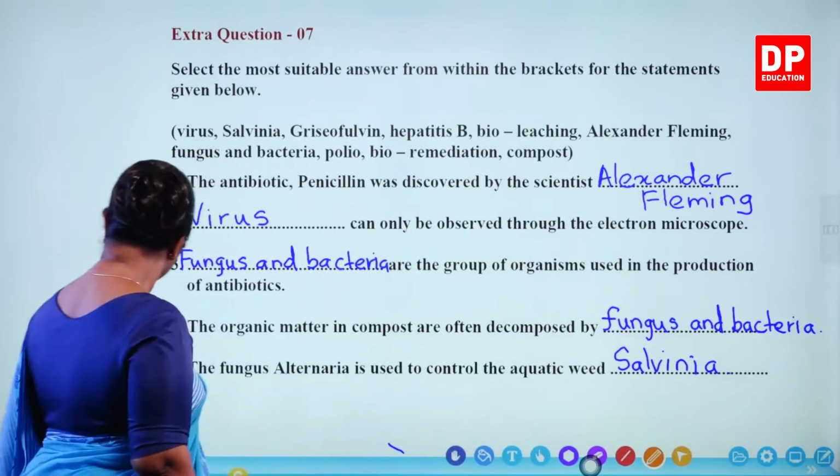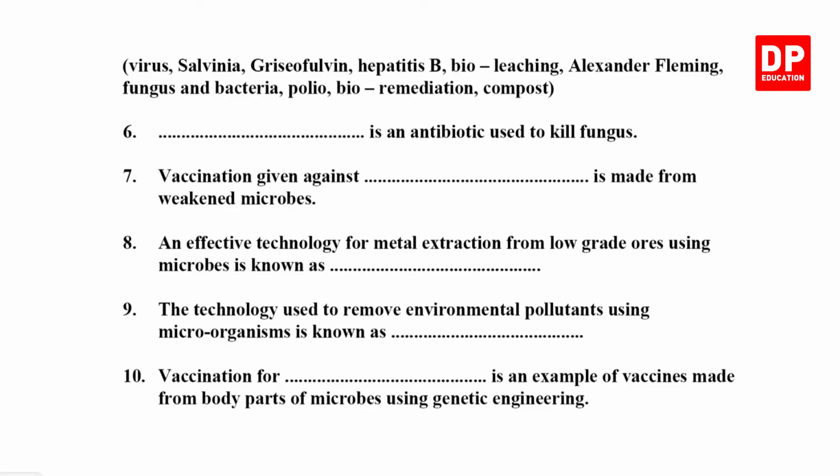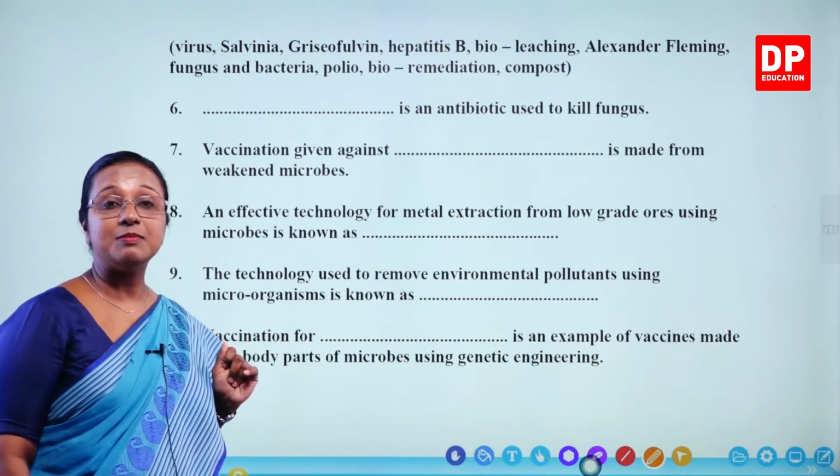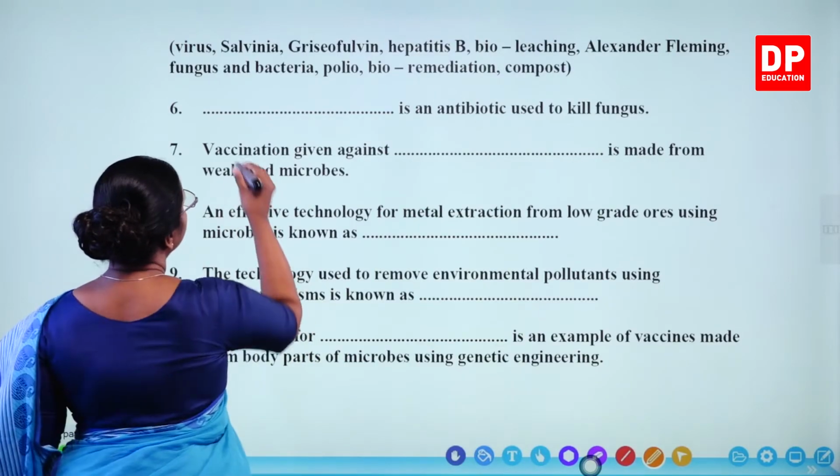This question continues. So the next one, again you can see the answers there. Sixth one, blank is an antibiotic used to kill fungus. What is the antibiotic? Griseofulvin.